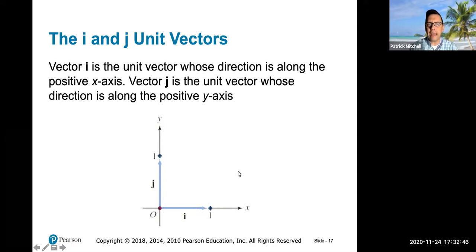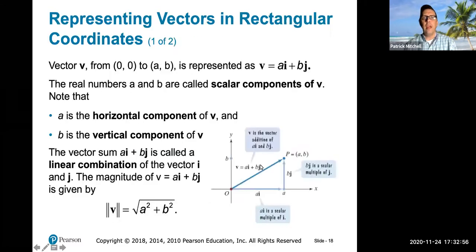And vector j is the unit vector whose direction is along the positive y-axis. So if you place it at the origin, it would stop at the point (0, 1). So we can represent vectors in terms of i and j. The vector v from (0, 0) to (a, b) can be represented as ai plus bj.